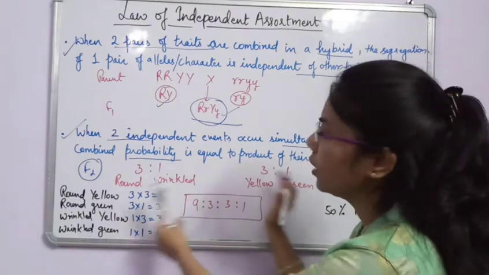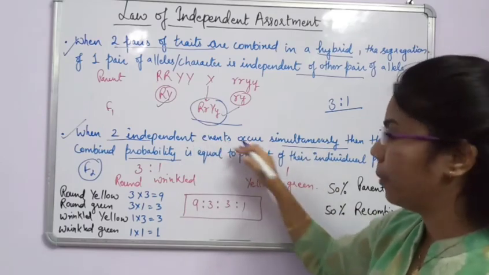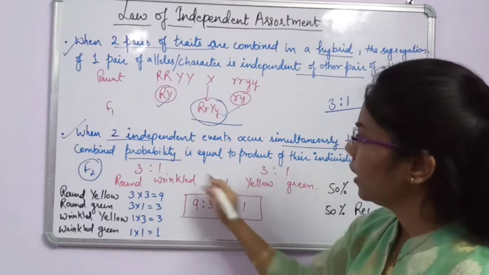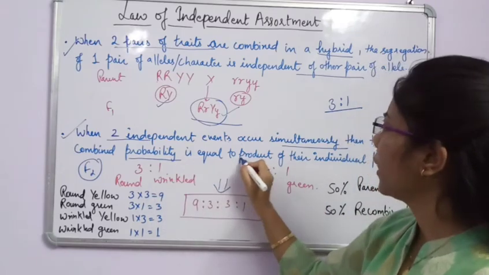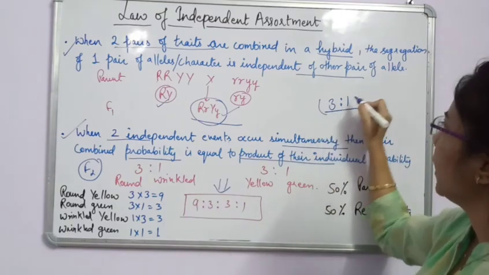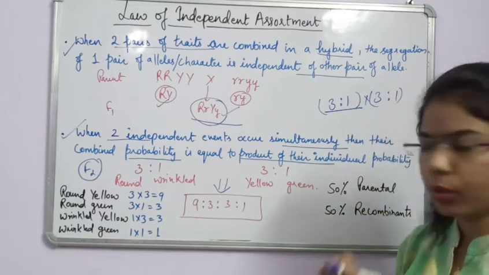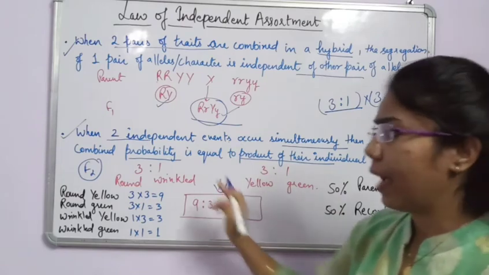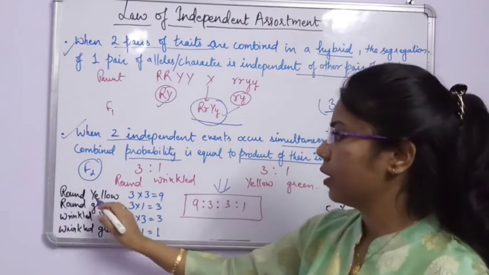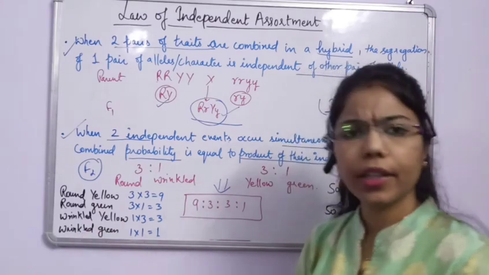When we are combining these two events, or when they are happening simultaneously, what will happen? The combined probability, after mixing these two, is the product of the individual probabilities. It means it is a product of 3:1 and 3:1. Same thing I have shown here. Now in the F2 generation of the dihybrid cross, we were getting four types of phenotypes, as I have shown here: round yellow, round green, wrinkled yellow and wrinkled green.